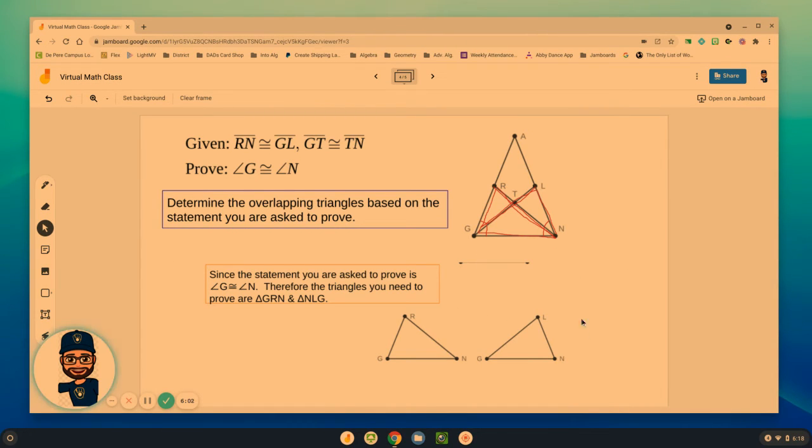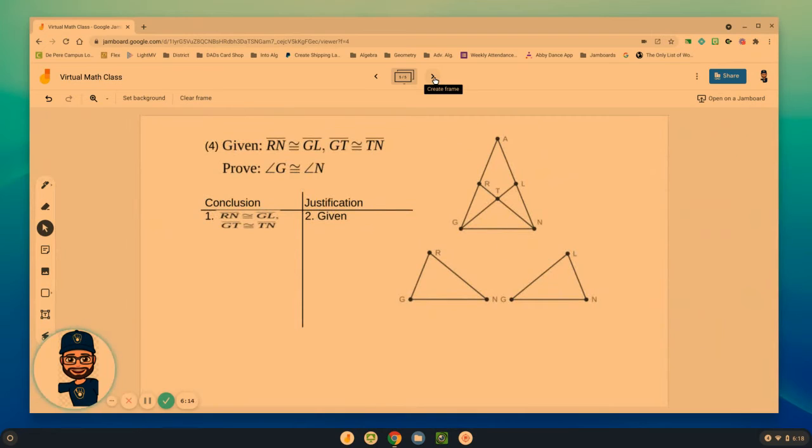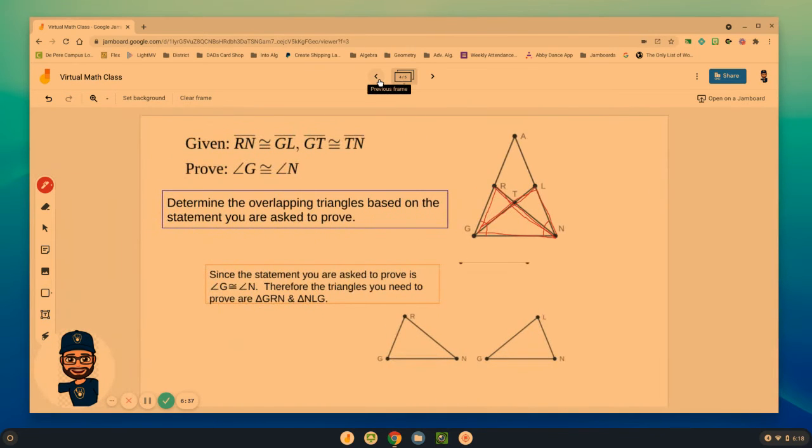So using pretty much what they're proving and then trying to use the other given, I can see which triangles we have that we're using. And again, those are overlapping. They share something in common, and we'll get to that here in the proof. So let's walk through what they give us. RN is congruent to GL, so those two are congruent. And GT is congruent to TN, but we don't have those. Well, that's not very nice, Mr. Goodacre. You copied something down wrong.